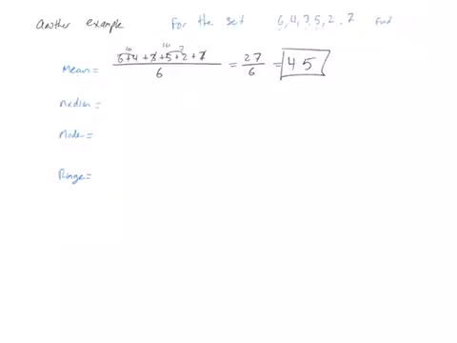First, let's find the mean. To find the mean, I'm going to add up all those numbers: 6 plus 4 plus 3 plus 5 plus 2 plus 7. And then there are 1, 2, 3, 4, 5, 6 numbers. I'm going to divide all of that by 6. Let's see, those two would be 10. This one and this one would be another 10. And then those two would be 7. So it's going to be 27 over 6, which is 4.5. So the mean is 4.5.